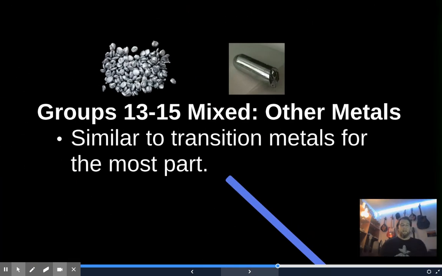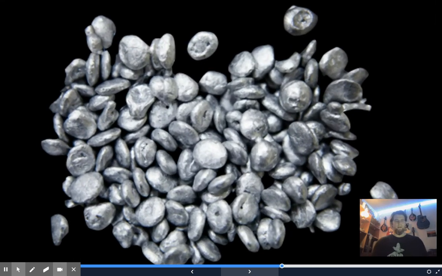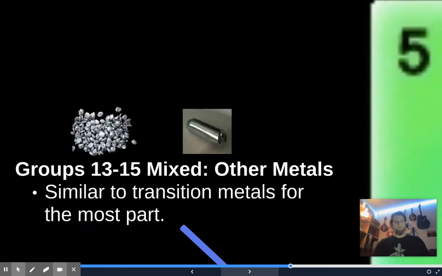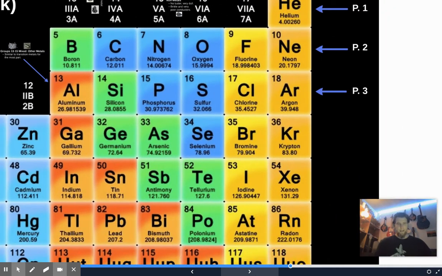So groups 13 through 15 are mixed. These are what we call metalloids, or the semi-metals. They're similar to the transition metals for the most part, but some of them have very different properties than metals. And so we're not going to worry about going through each one because we have arsenic. Some of those were boron. The first one with little pellets was silicon.